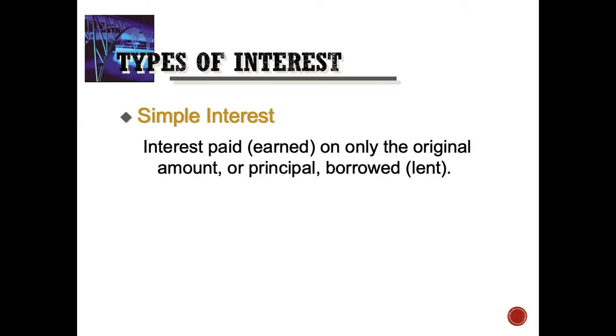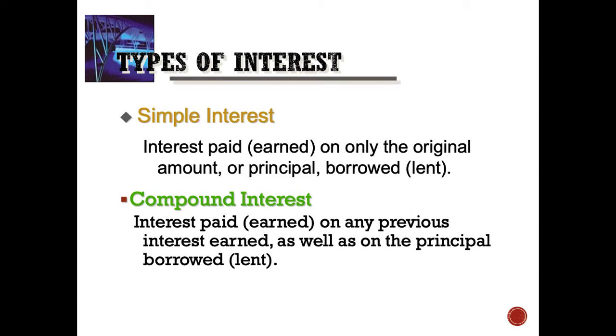There are some types of interest. There is simple interest. Simple interest is interest paid or earned on only the original amount or principal borrowed or lent. And then the second one is compound interest. Compound interest is interest paid or earned on any previous interest earned as well as on the principal borrowed or lent.